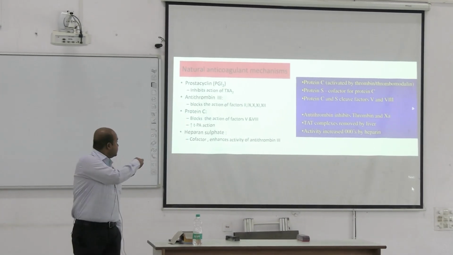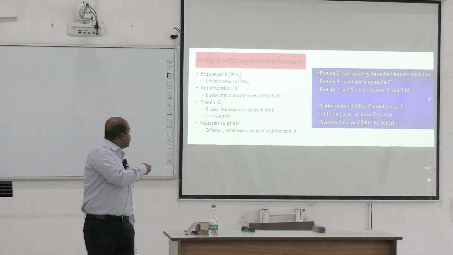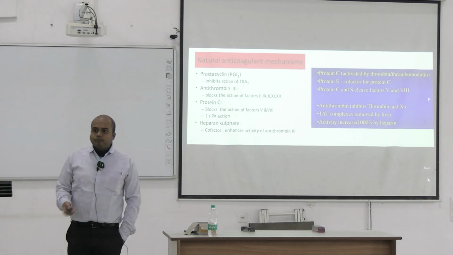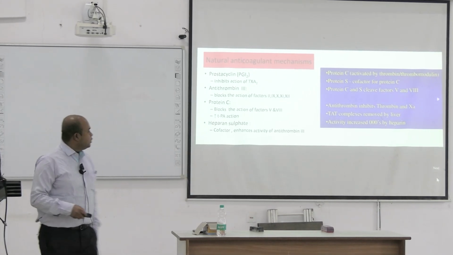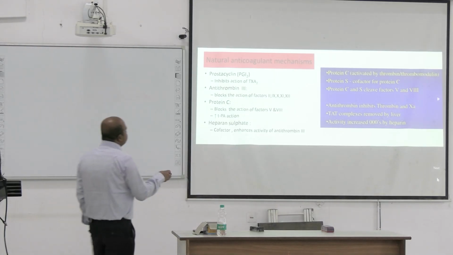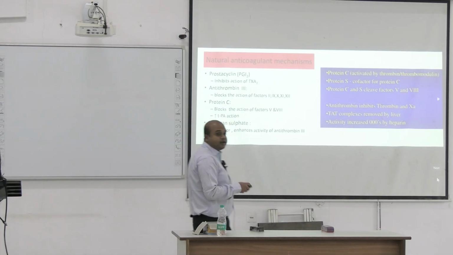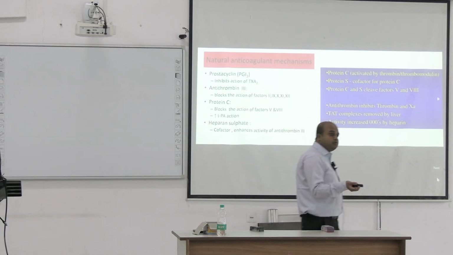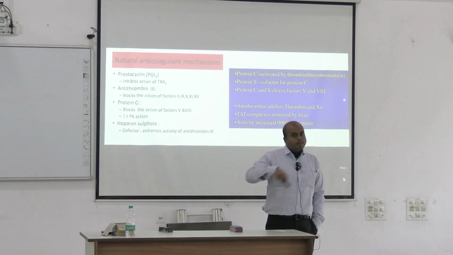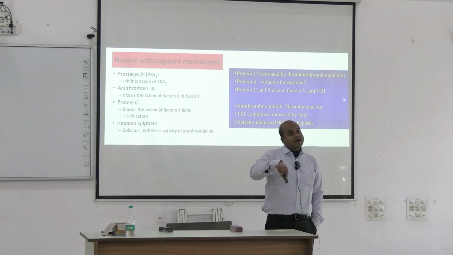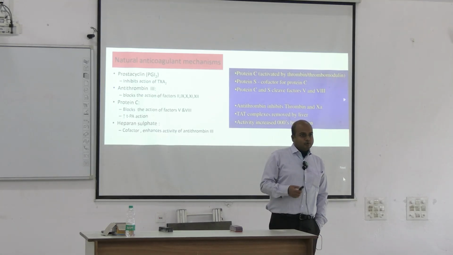So this is just a repeat, natural anticoagulant mechanisms: prostacyclin, antithrombin III, protein C and protein S. Actually the activated form of protein C is required, and protein S is a cofactor of protein C. Protein C is activated by, again, thrombomodulin, which binds to thrombin and does not allow thrombin to act, plus this thrombomodulin complex activates protein C.